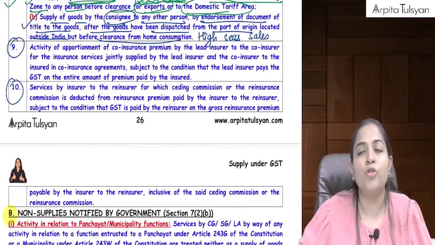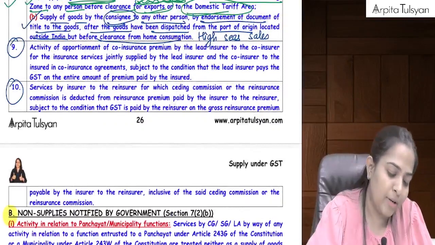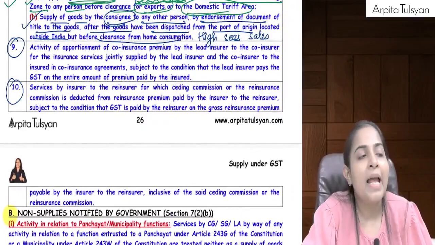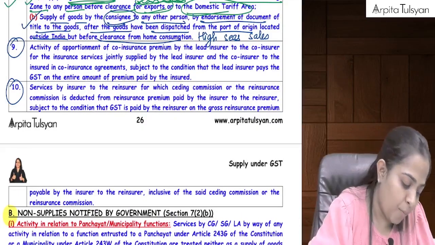Okay. Then after that, the last 2 points talk about insurance. This was also newly added. Let's try these pointers, everyone.